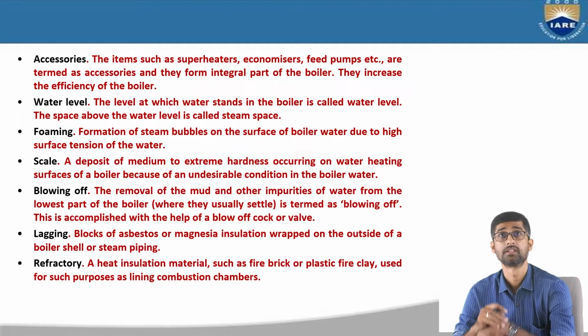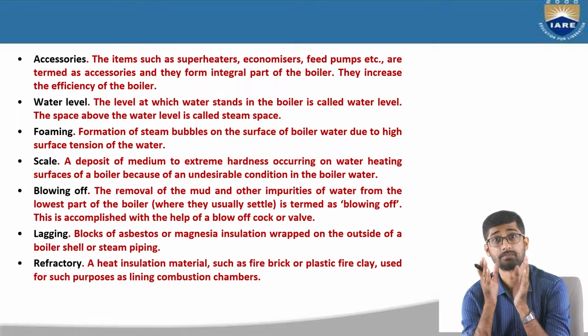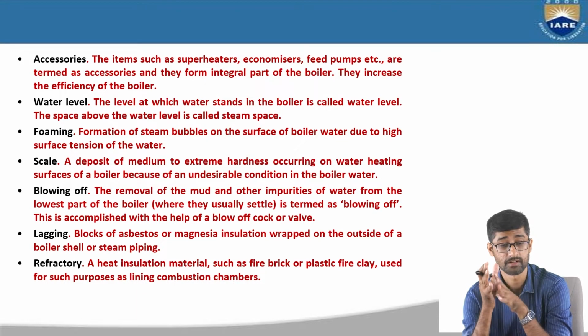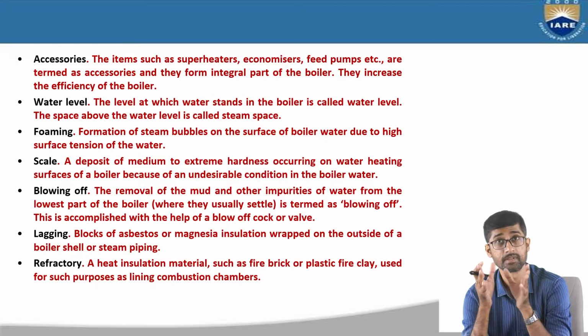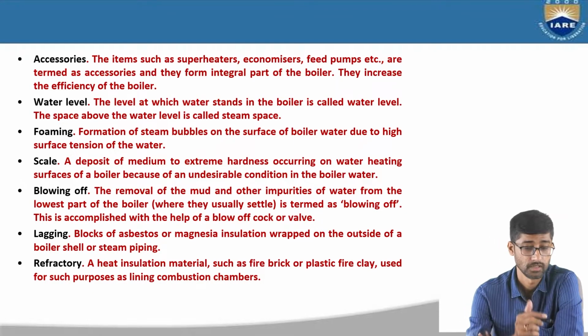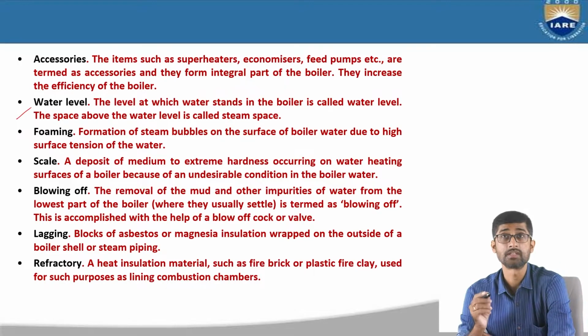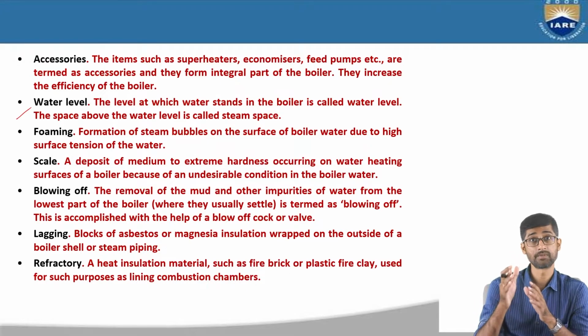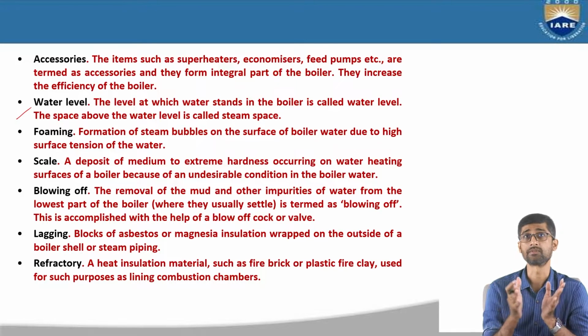Next, accessories. The accessories are also major parts of a boiler. Items such as superheaters, economizers, and feed pumps are essential for boilers, and they are an integral part because they increase the efficiency of the boiler. Next, water level. The level at which the water stands in the boiler is called the water level. The space above the water level is called the steam space.